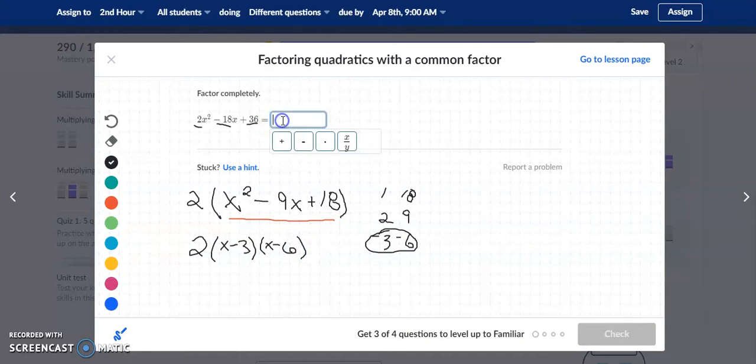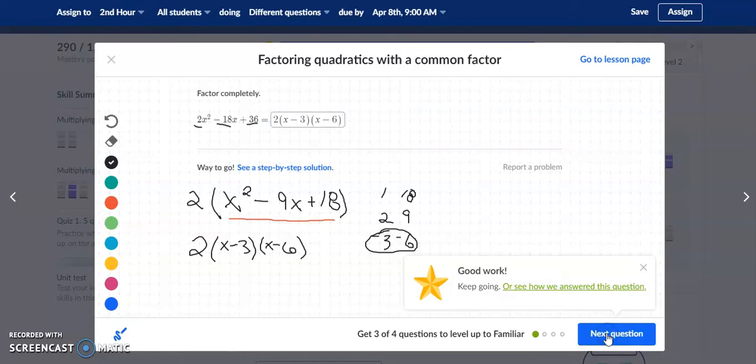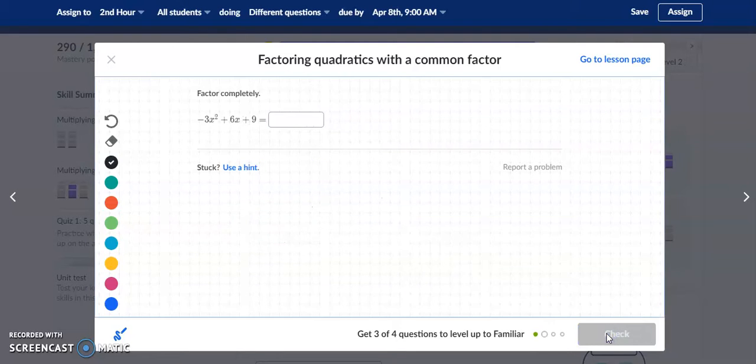All right, so I'll come back up here and let's go ahead and type that in. There's my 2 times the quantity of x minus 3 times the quantity of an x minus 6. And we'll check it, and looks good. All right, so let's go on to the next problem. Using a similar approach here, we'll just do one more.